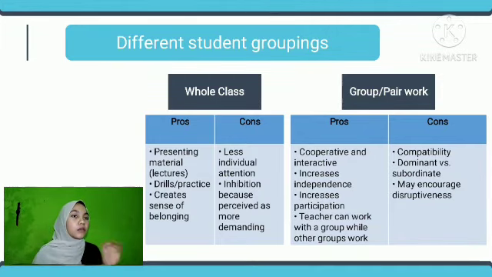Advantages about group or pair work. For the first one, there is cooperative and interactive. For the second one, there is increased independence. The third increases participation, and the last, the teacher can work with a group while other groups work. And the disadvantages from group or pair work, there is for the first one, compatibility. The second one, dominant versus subordinate. And the third is may encourage disruptiveness.